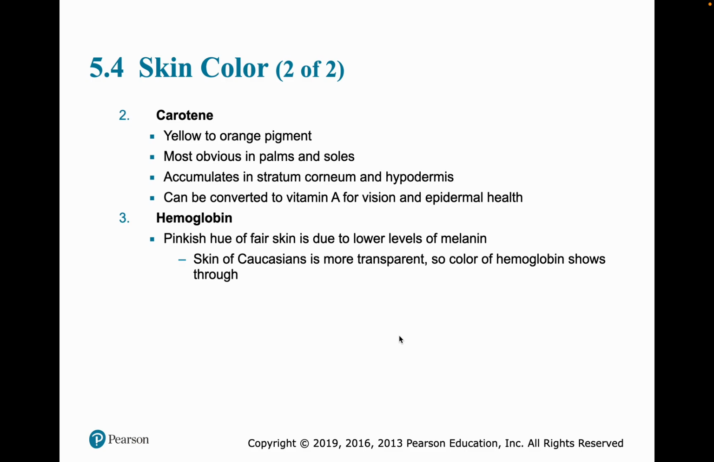Hemoglobin is the component of blood that is carrying oxygen. It has a shade of red to it, depending on whether it has oxygen attached or not. And because Caucasians have less melanin, it is easier to see the effects of hemoglobin on skin color.